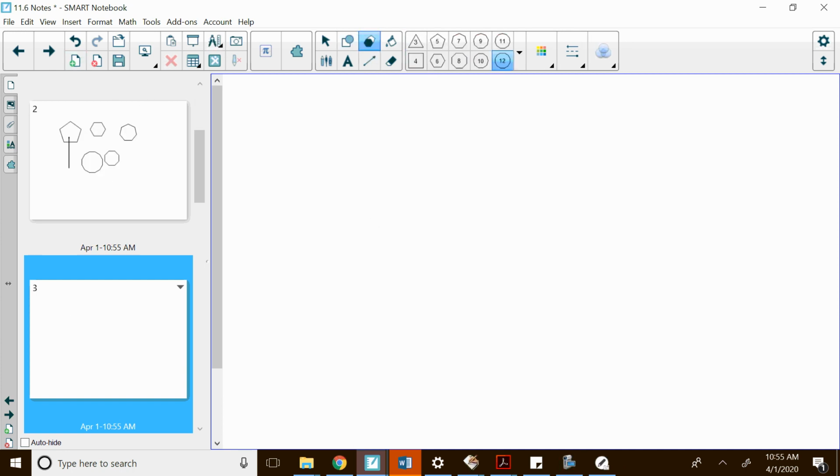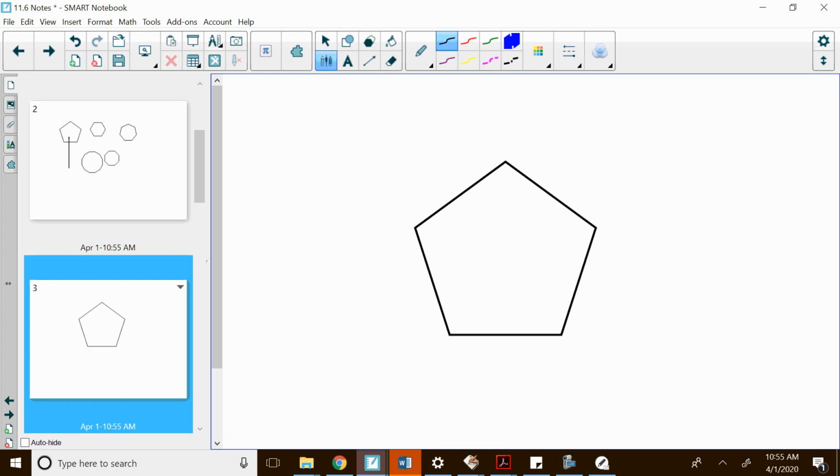Here's a pentagon. Some things that you already should know. At the very center of a pentagon, that's called the center. It's the same distance away from all 5 vertices. Each one of these is called a vertex. You know that by now. Vertex of this pentagon.